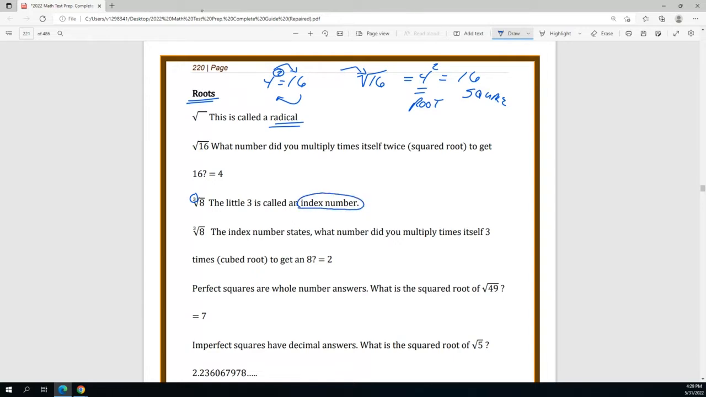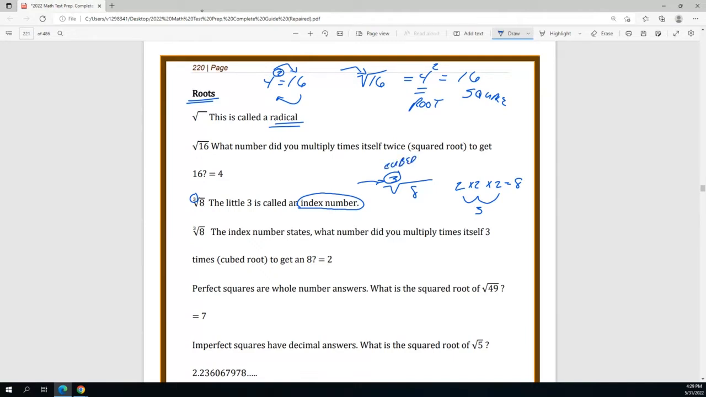Now, you'll notice that they put the number in there as a 3. What it says is this: what number do I multiply by itself 3 times to give me an 8? Well, what number multiplied by itself gives me an 8? It's 2, because 2 times 2 is 4, and times 2 is 8. How many 2's? 1, 2, 3. 3 2's.